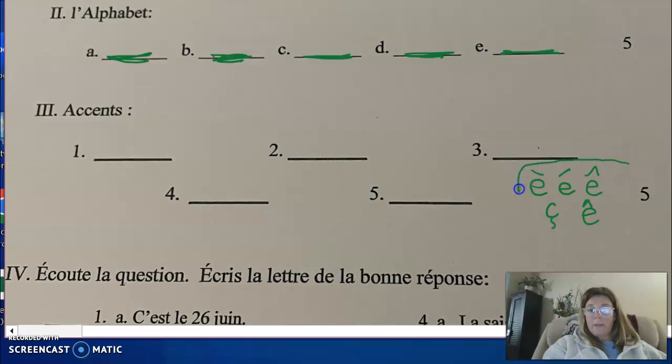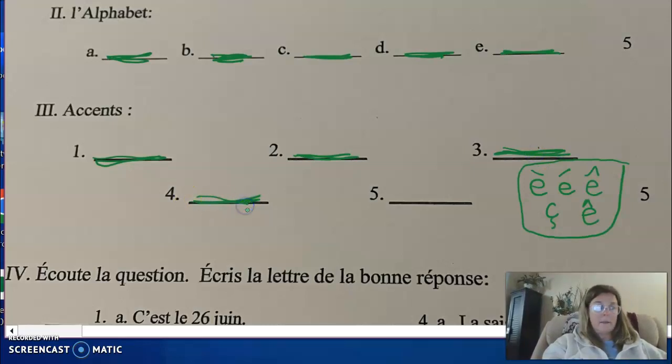Next are accent marks. Please write one of these for the answers. The first one is circumflex. 2, grave. 3. Aigu. 4. Cédille. 5. Tréma.